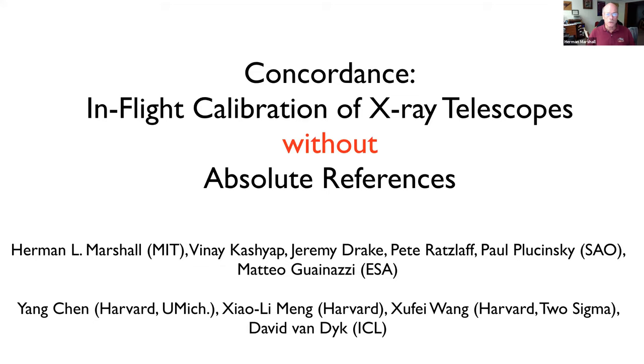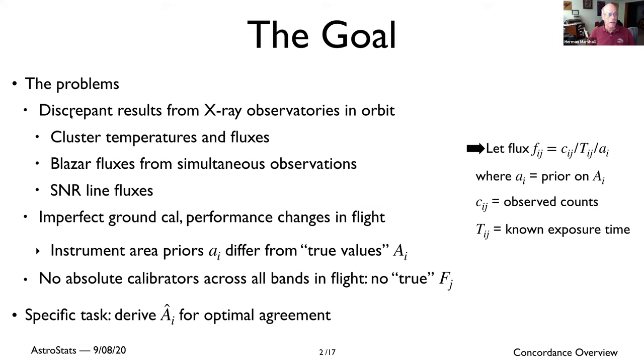Okay, all right. So, I'm going to talk about concordance. This is a calibration problem that we raised with Shaoli and everyone else here 5 years ago. We were trying to understand how to best bring everyone into agreement when measuring sources. What we mean by that is that we have discrepant results from different observatories. Besides the temperatures, most of these discrepancies come in the way of measuring a flux, the rate of photons coming in per second per unit area of the instrument.